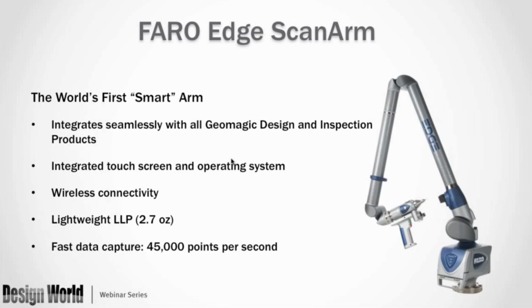The lightweight, only 2.7 ounces, and low form factor of the LLP allow obstruction and collision-free measurements to be taken with the contact probe or the LLP, and switching between the two is seamless. And a fast data capture rate of 45,000 points per second means that the object is captured quickly and comfortably by the operator.